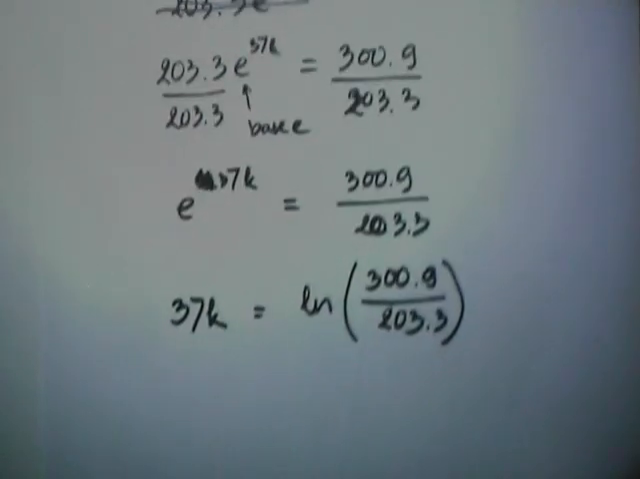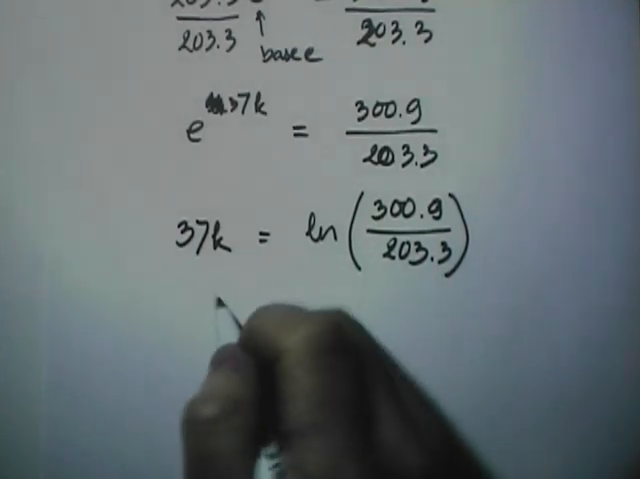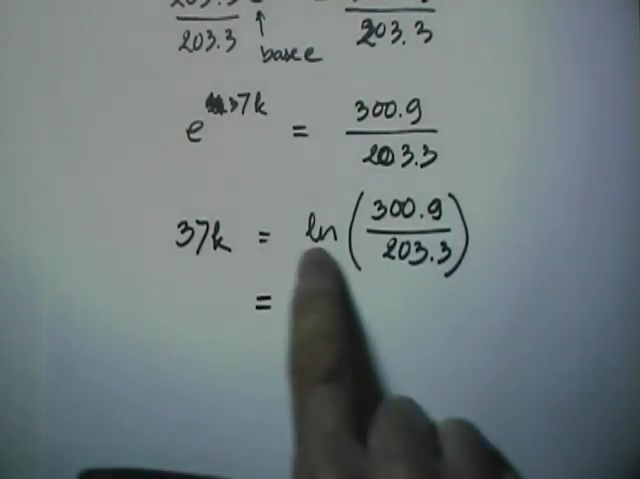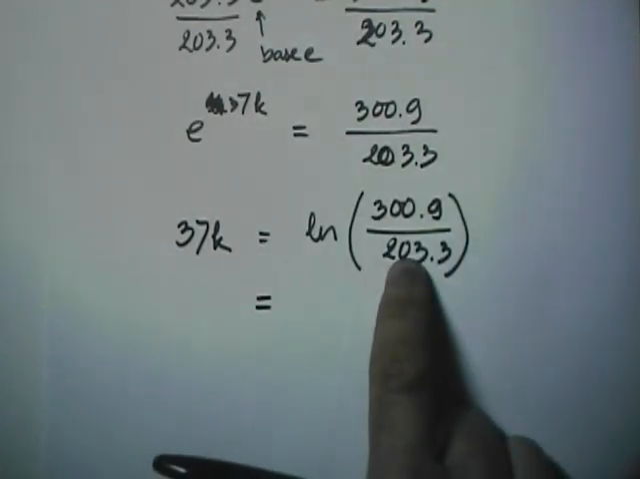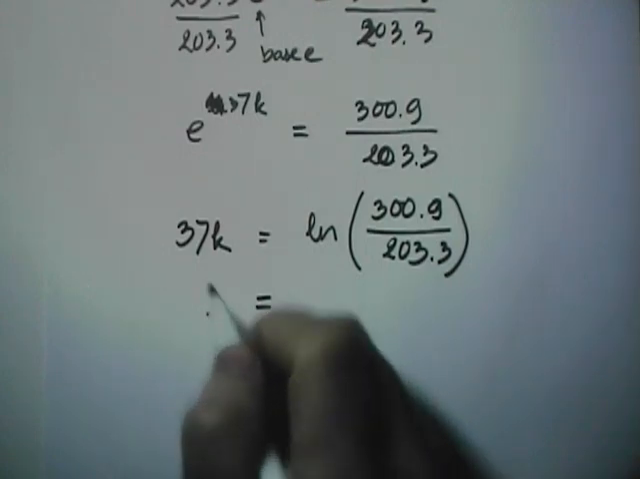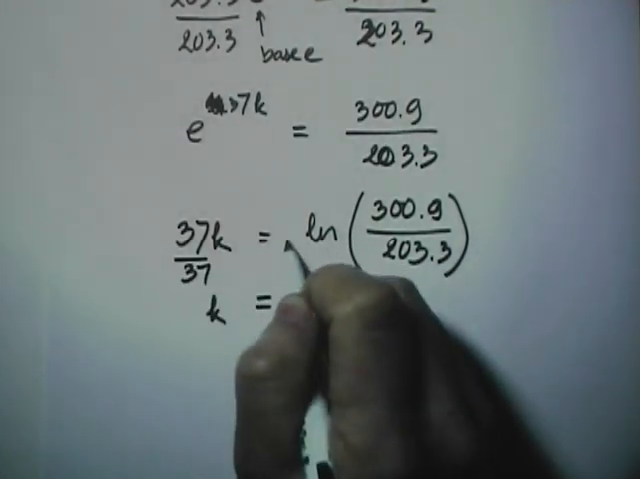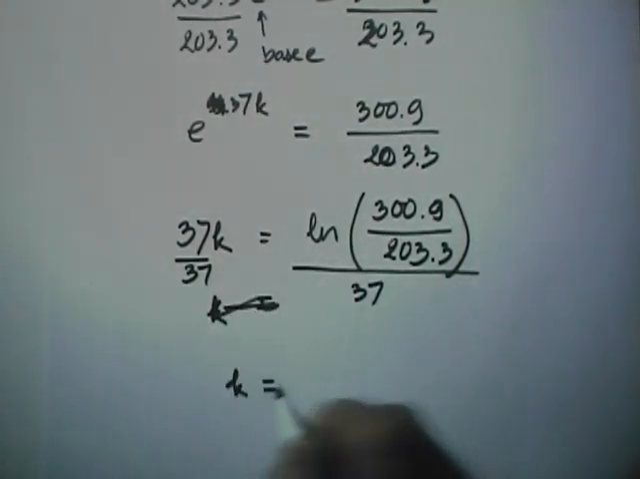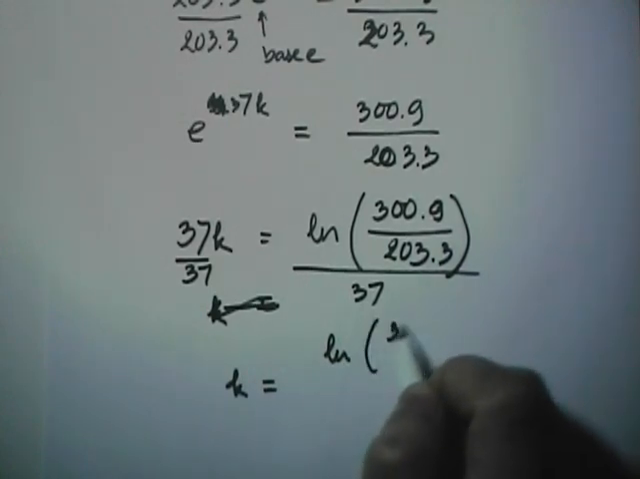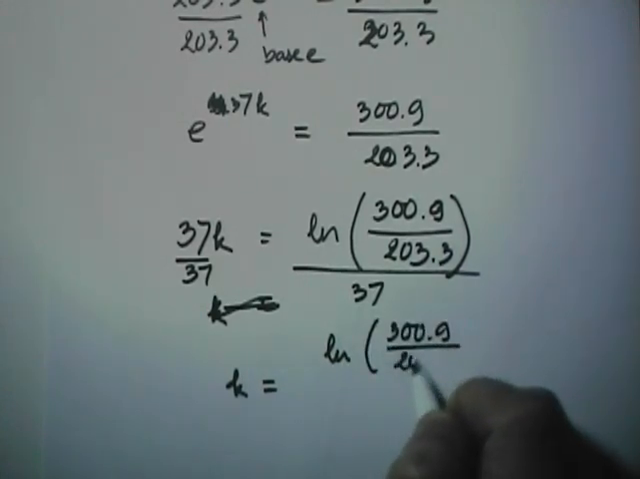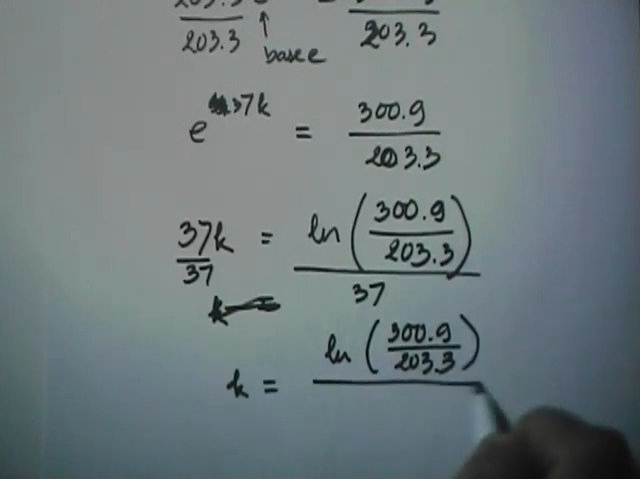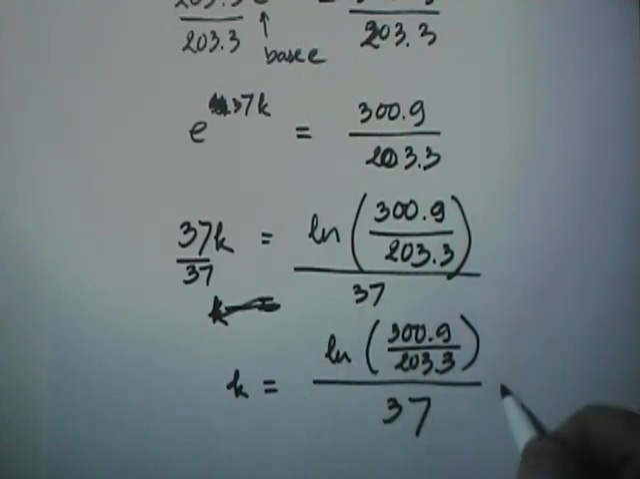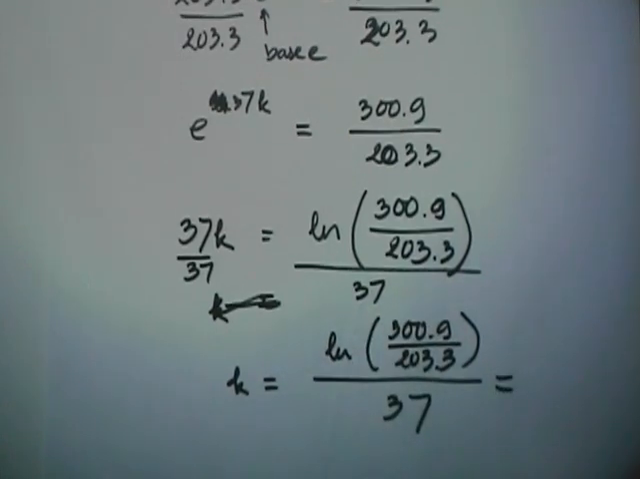equation. And so now, at this point, all you have to do next is to solve for k. Of course, you need to compute the right side. You need to use your calculator and punch it in. But then, all you have to do is divide both sides by 37. Right? So your k value is determined by ln of 300.9 over 203.3, and all divided by 37. Yes, I do agree, it's a big quantity to compute, but your calculator should be able to handle it. Right?